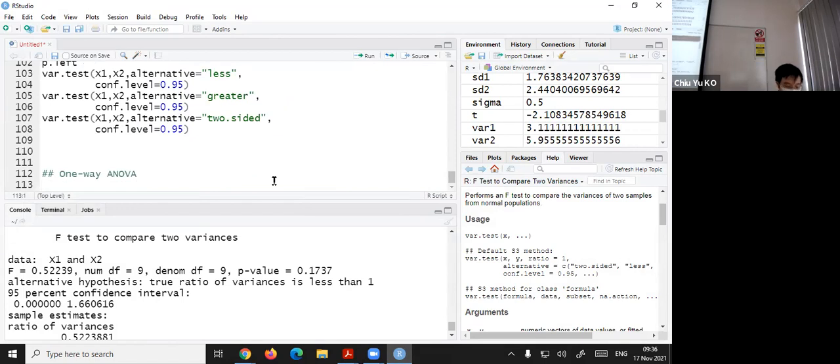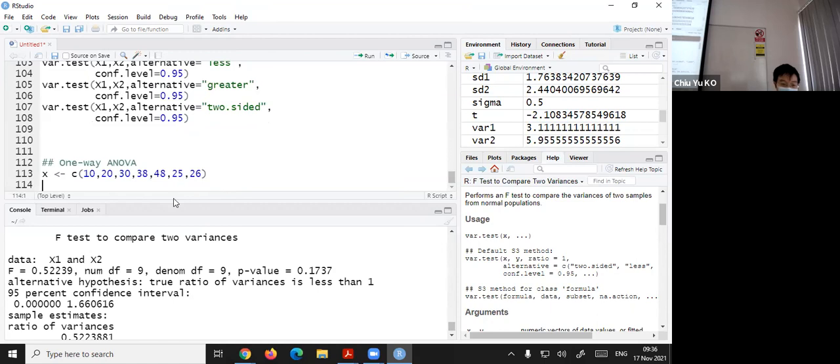So the data is, imagine we have some income, a bunch of income data. This is the salary: 10K, 20K, 30K, 38K, 48K, I don't know, 25K. So just a bunch of income data. And one-way Anova, so with different grouping. You have to tell me what the groupings are.